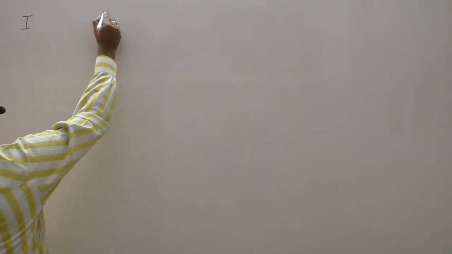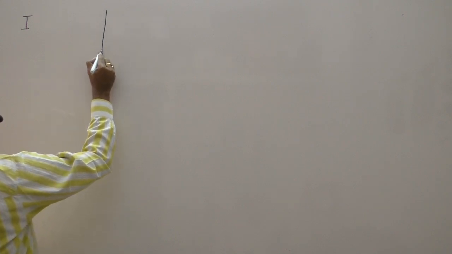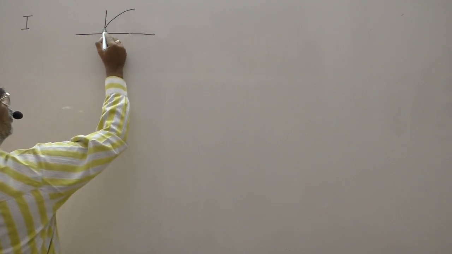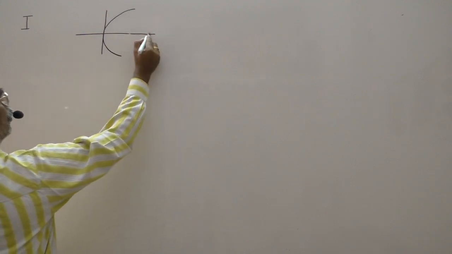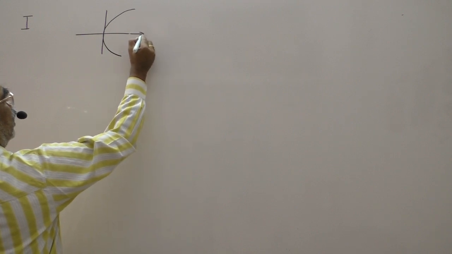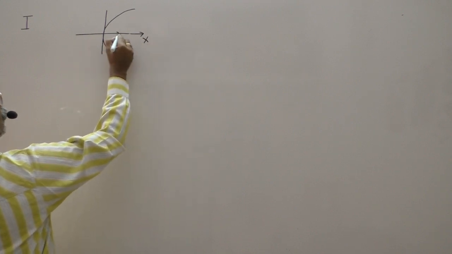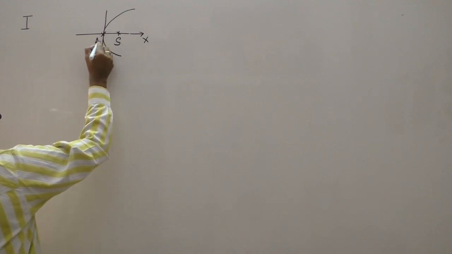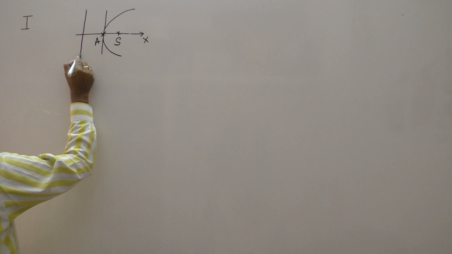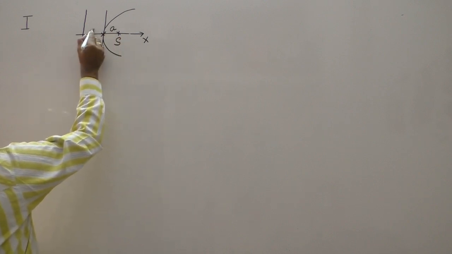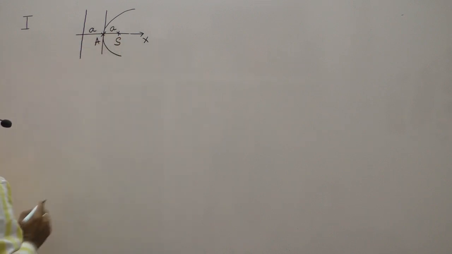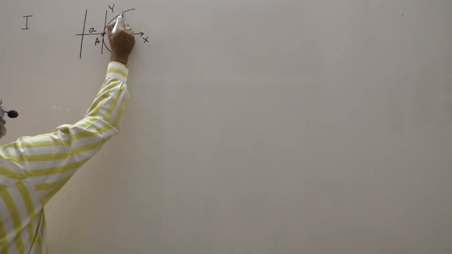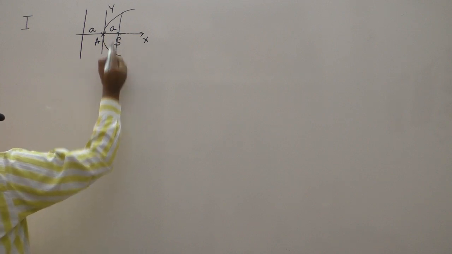Already we know about the parabola y square equal to 4ax. This is the figure. This is the axis of the parabola. This point is the focus. This is the vertex. This is the directrix. The distance from focus to directrix is a; this is also a. This is called the tangent at the vertex. And this line is the latus rectum.